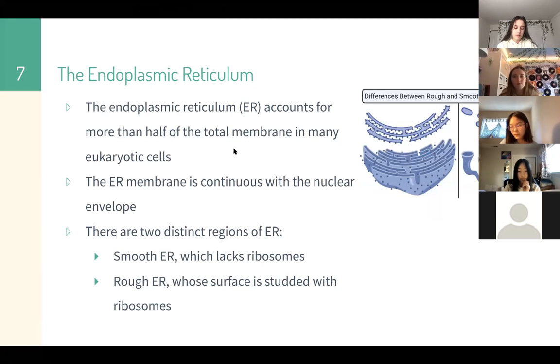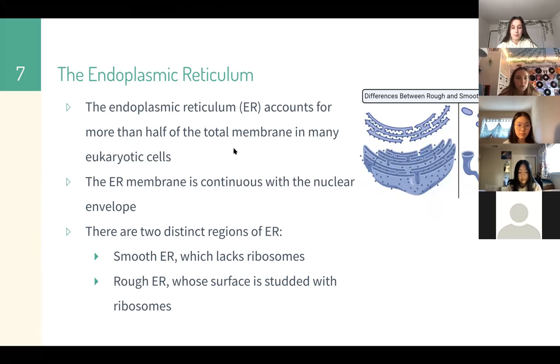Okay, so part of the endomembrane system is the endoplasmic reticulum. It accounts for more than half of the total membrane in many eukaryotic cells, and it's continuous with the nuclear envelope. There are also two types of it: smooth ER and rough ER.